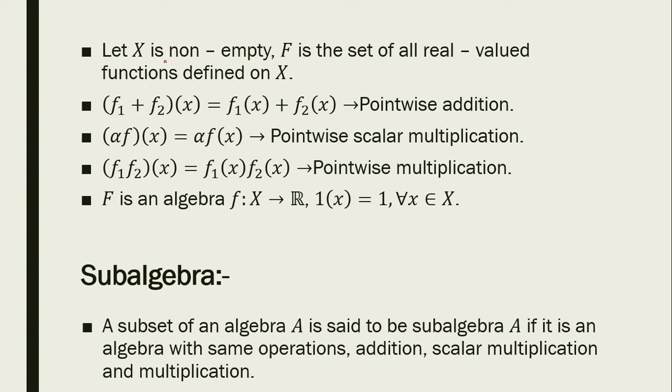Next, let X be non-empty and F the set of all real valued functions defined on X. Then this is pointwise addition: (f1 plus f2)(x) is equal to f1(x) plus f2(x). This is pointwise scalar multiplication: (alpha f)(x) is equal to alpha f(x). And this is pointwise multiplication: (f1 into f2)(x) is equal to f1(x) into f2(x). F is an algebra. F from X to R, 1(x) is equal to 1 for every x belongs to X.